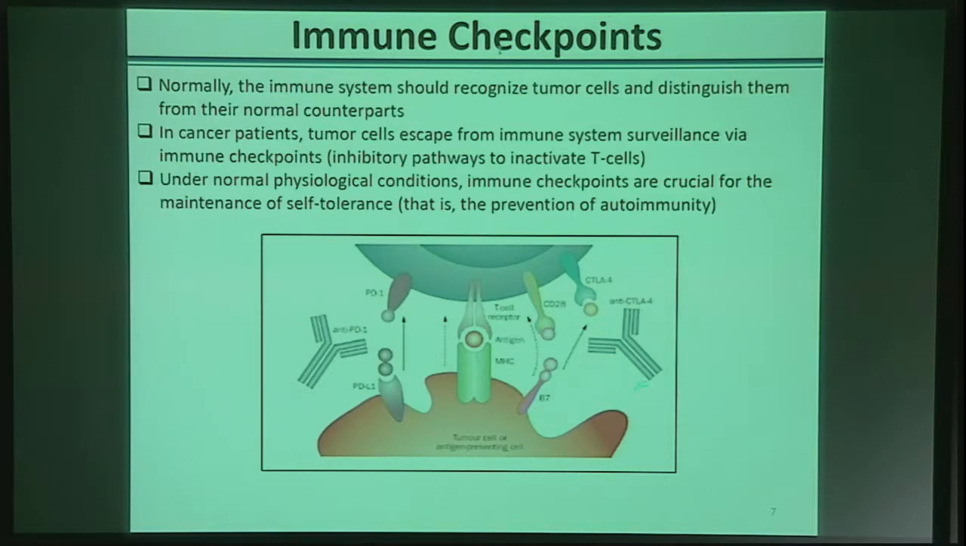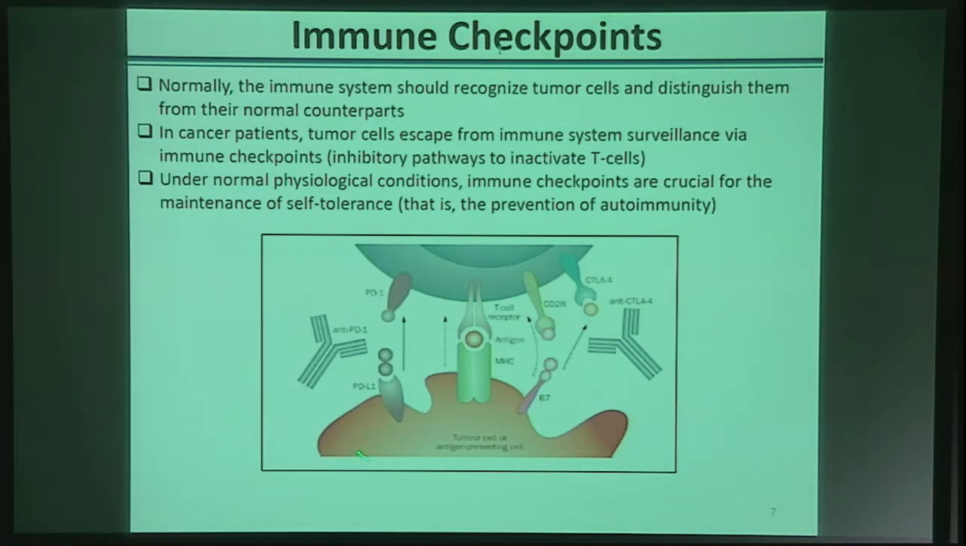So normally the immune system should be able to, as I just mentioned, recognize the tumor cell, distinguish the tumor cell from the normal counterparts, and kill the tumor cell. However, in most cancer patients, the tumor cell actually escapes from immune system surveillance. And this is by the so-called immune checkpoint machinery, which is an inhibition pathway to inactivate the T cell.